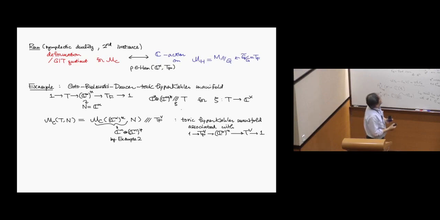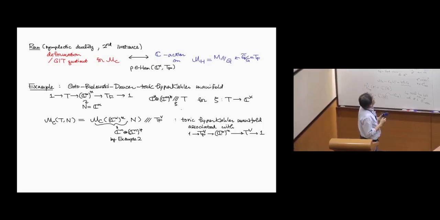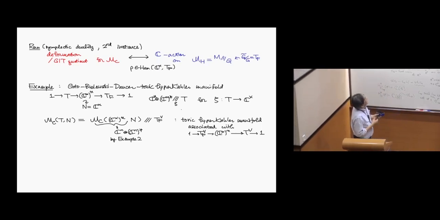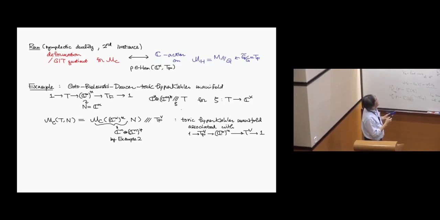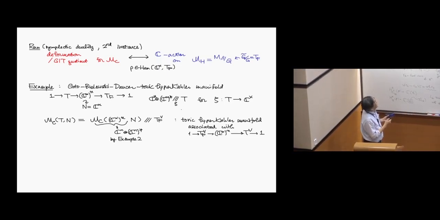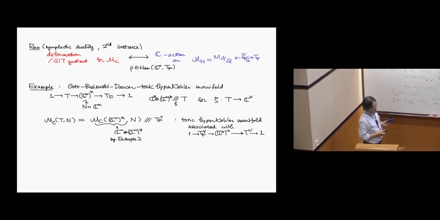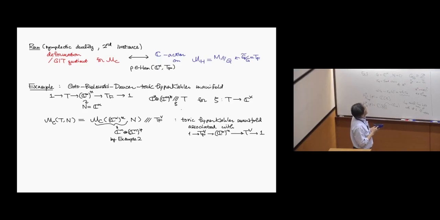But now this is an example where you have the larger group action, and you have the flavor symmetry. So this TF is the flavor symmetry. And what did I say? The Coulomb branch for the original space, this one, is a symplectic reduction of the Coulomb branch for the larger space with respect to the dual torus. This is what I just explained.